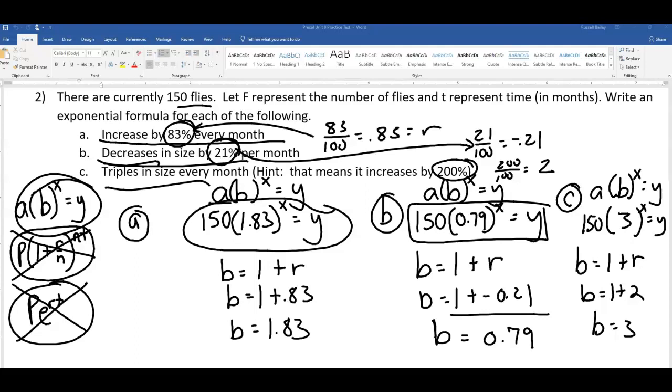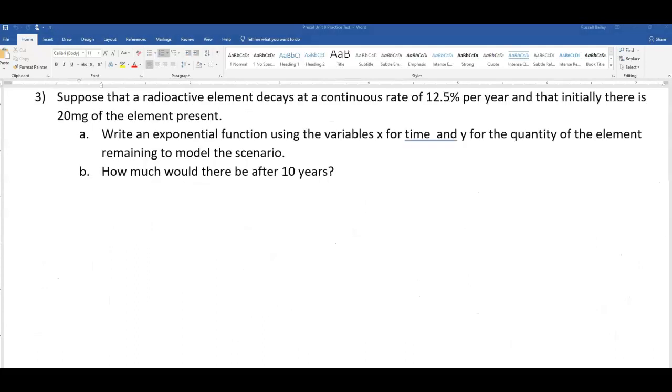Part of the trick on this test is knowing which of these 3 formulas to use. So as I mentioned, this is if it's a compound interest, this is if it's continuous growth, and this is for everything else. So let's go ahead and move on to number 3. Number 3 says, suppose that a radioactive element decays at a continuous rate of 12.5% per year, and that initially there is 20 milligrams of this element present. Okay, so I want you guys to notice a key word here. It says continuous rate. So that means we're using this formula here. It's actually Y equals P E R T.